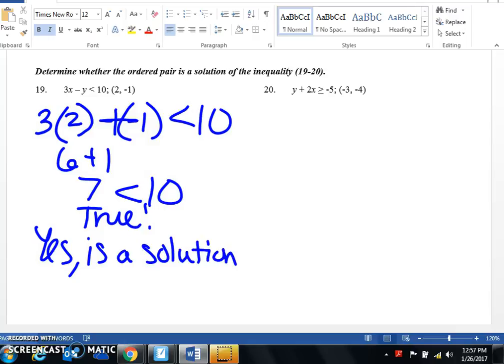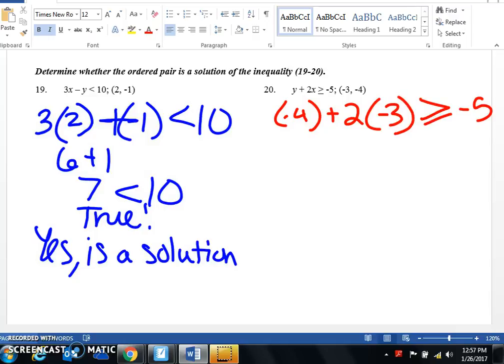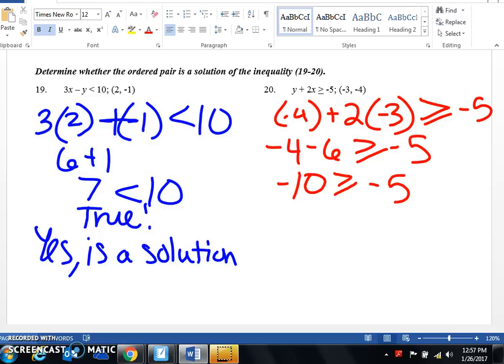Over here, we just plug in once again. So my y is -4. My x is -3. And supposedly, that's all greater than or equal to -5. All right, so -4. 2 times -3 is -6. That's -10. If you don't believe me, put it in your calculator. The alligator is not eating the bigger number because -10 is not greater than or equal to -4. So that's false. Therefore, it is not a solution.